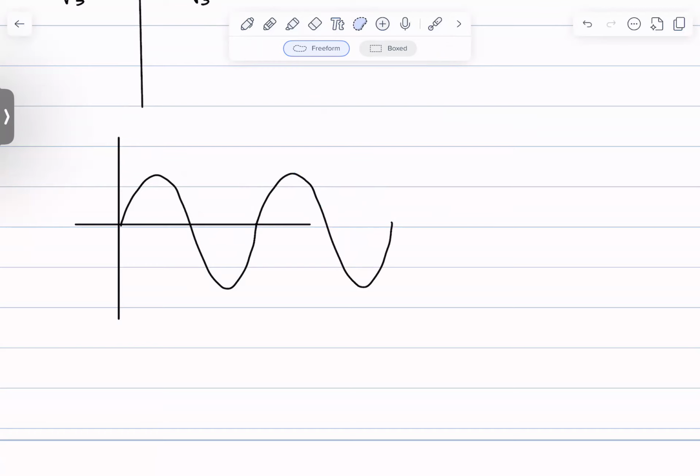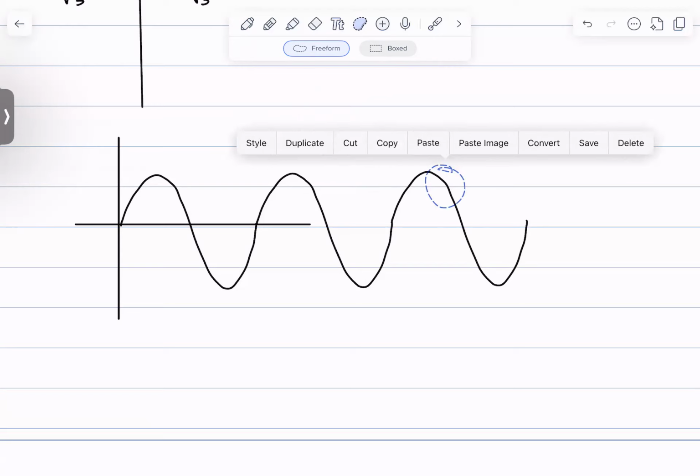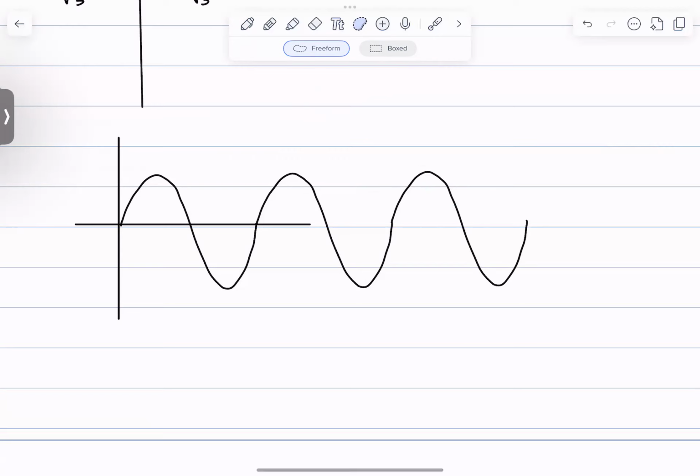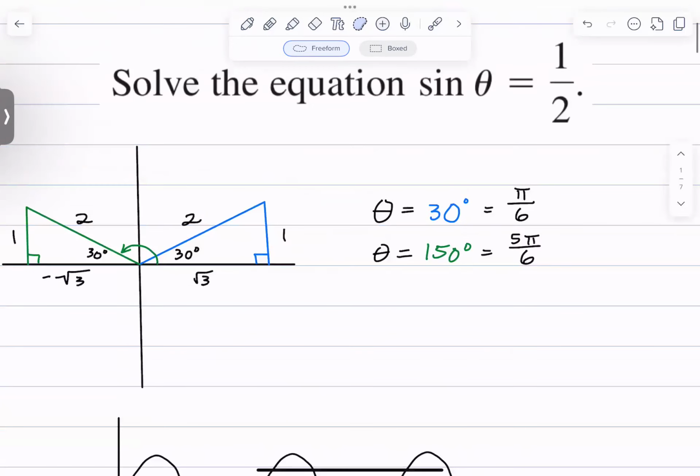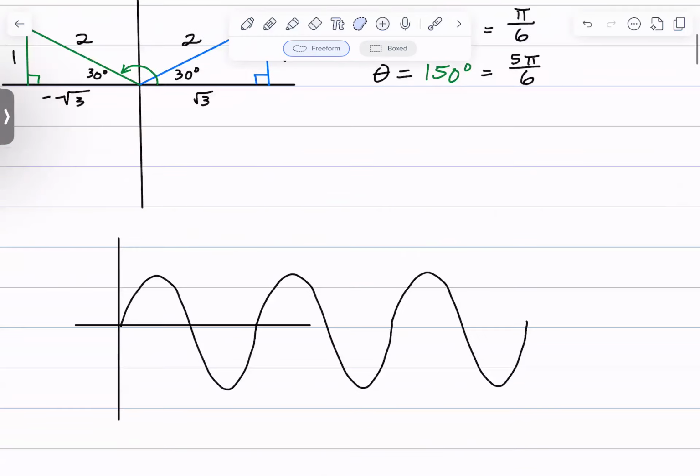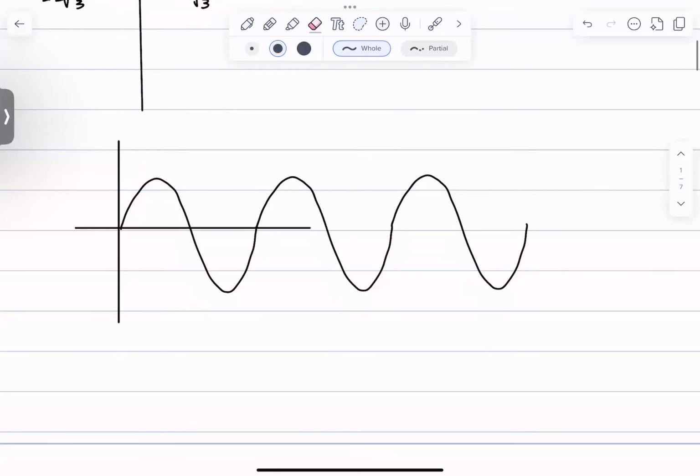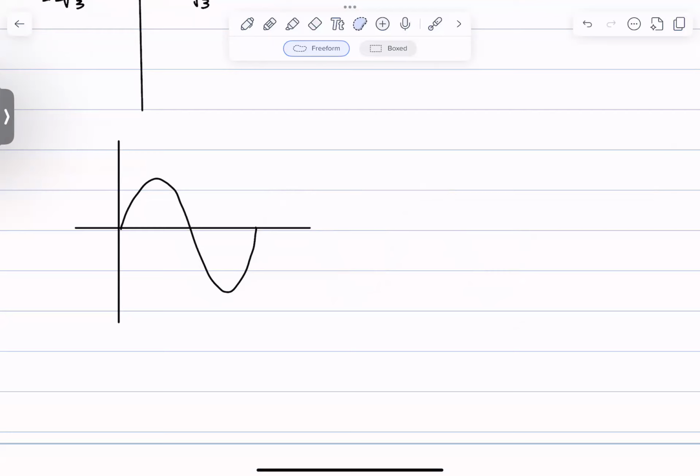We could paste it again, and my next period, I could just connect this and make a sine graph, right? And it goes on forever, correct? So what they want, your solution, is essentially all possible solutions. Okay, not just in one rotation, not just in one period, but all the possible ones.